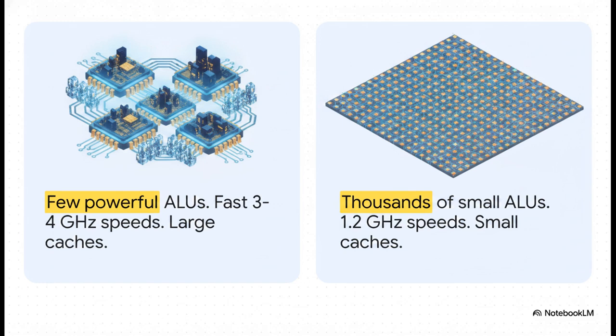But then, instead of a few professors, imagine a GPU as thousands of eager students working together in parallel. Now, they operate at a slower clock speed, roughly around 1.2 gigahertz, and they have way smaller memory caches per core. Individually, a single GPU core just isn't as capable as a CPU core, but when you have thousands of them executing independent instructions side by side, their combined throughput is absolutely staggering.